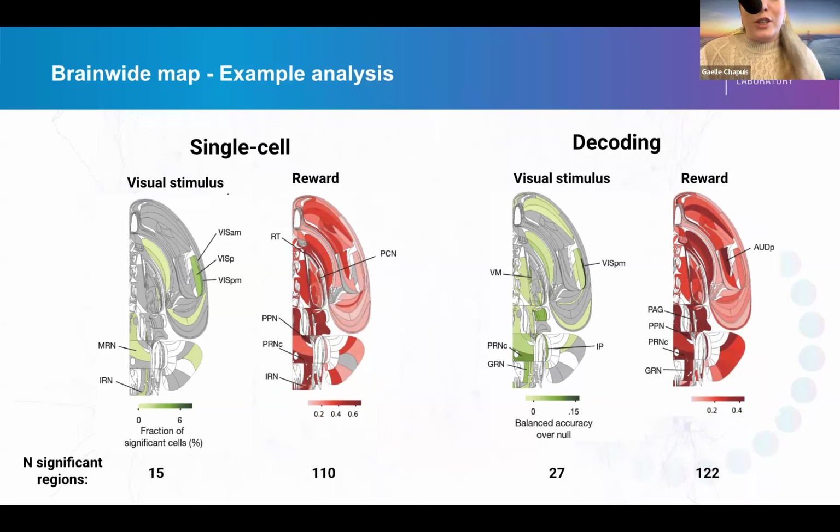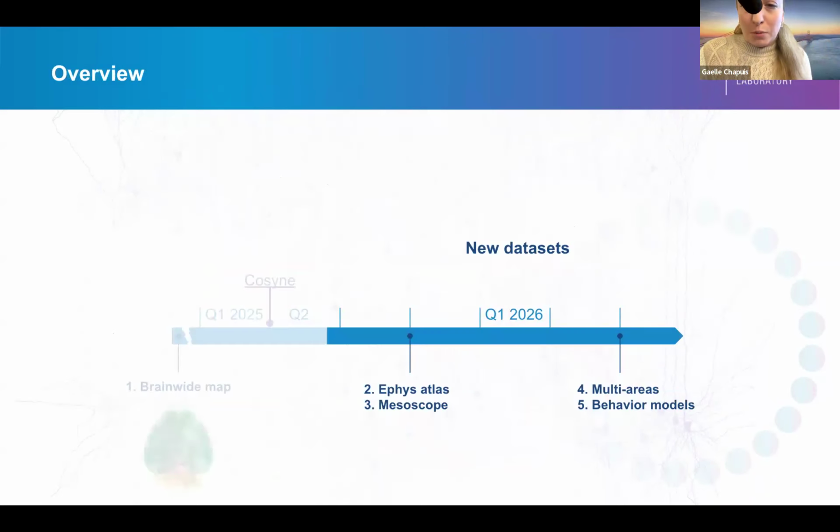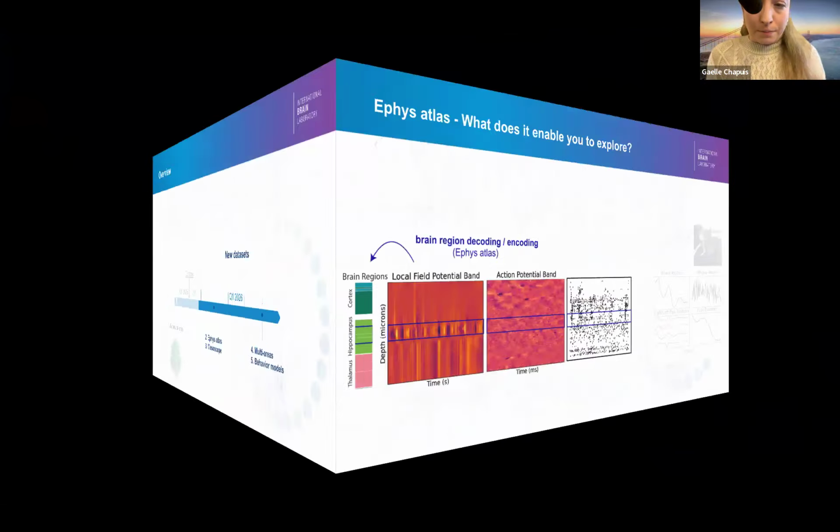But in terms of building foundation models, I know there's so much more to do, so please reuse it. This is the end of talking about the Brainwide Map. Now I would like us to turn towards new data sets, and I'll go in chronological order here, starting with what we call the EFIS Atlas.